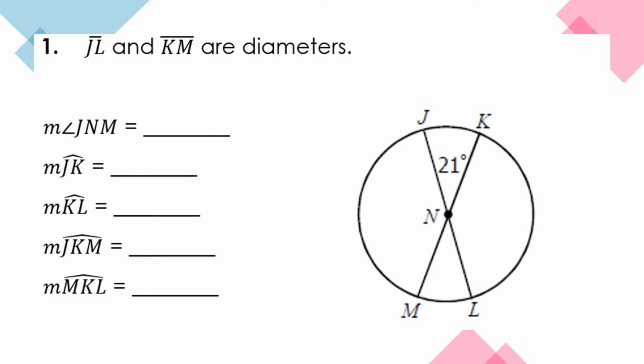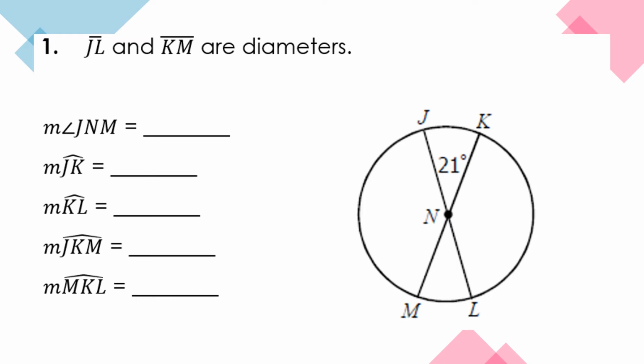All right, so in this circle, N is your center, and we are told JL and KM are diameters. And that's really important because knowing that you have a diameter means you have half of a circle or a semicircle, which is 180 degrees. So you're asked to find some of these other angles and arcs. So I'm actually just going to talk about the figure and we can worry about what we're asked to find in just a minute.